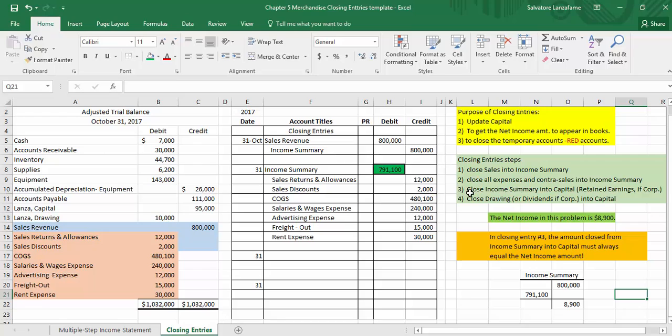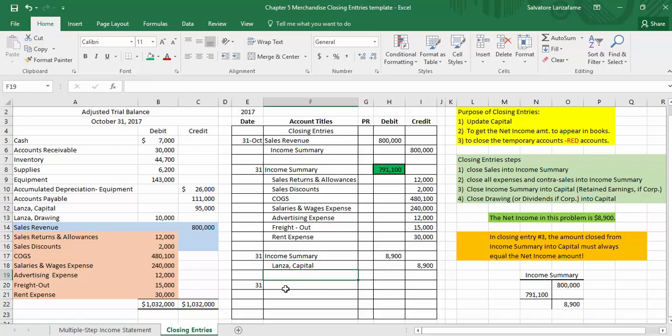Remember, closing entry number 3, step 3 says close income summary. Well, when you close something, you have to do the opposite of the current balance. So if the current balance right now is 8,900 credit, to close it, we have to debit it. So that's how you figure out how to do that third entry. We are going to debit income summary for 8,900, and we're going to close it into the capital account, Lanza Capital, and that's for 8,900.